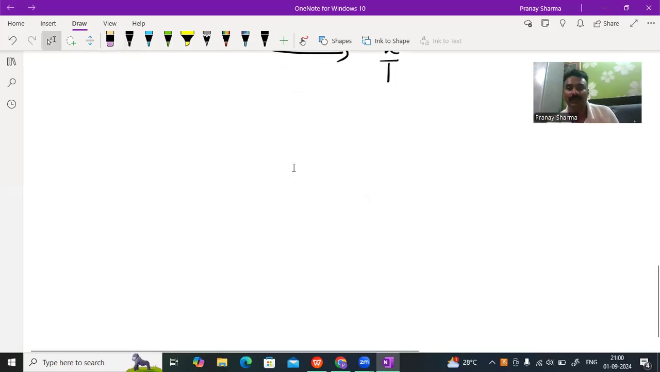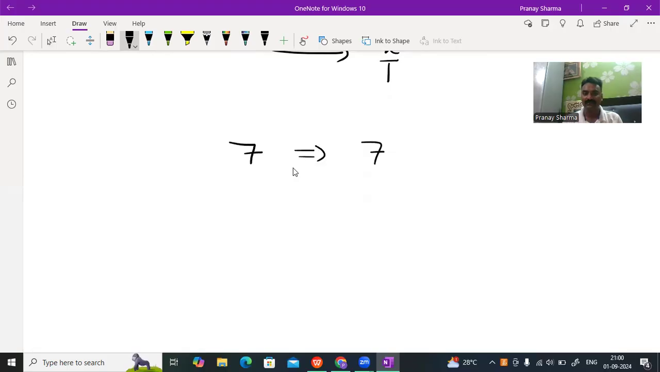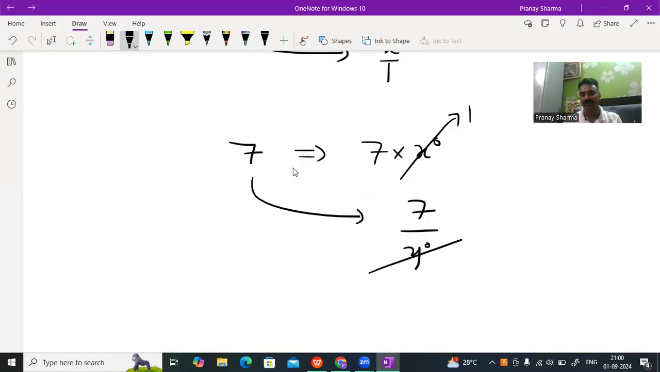Now, I told you that a constant alone can also be treated as a term. How? Because this can be rewritten in this format. Anything raised to the power 0 is nothing but 1, except 0 to the power 0. This can also be written like this: 7 divided by, let us say, y to the power 0. y is another variable, and anything having a power of 0 will be 1. I'll also explain why a variable with power 0 can be treated as 1. That is also something I'll give you.